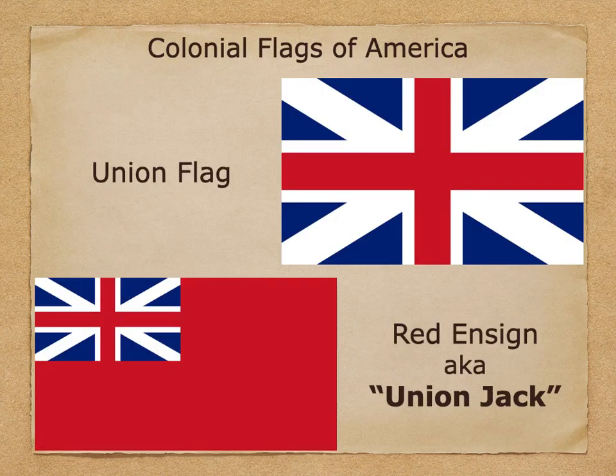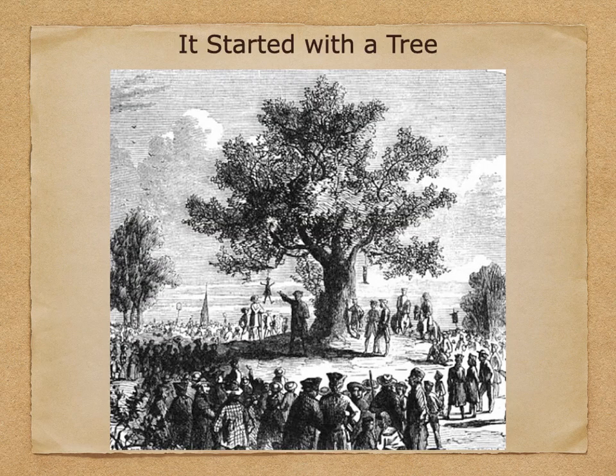Before the shot heard round the world was fired, the Union flag of Great Britain was the flag of colonial America. The red ensign of the Royal Navy was the most common flag flown in British colonies around the world. It was composed of the Union flag of Great Britain in the left upper corner on a field of red. It is better known as the Union Jack.